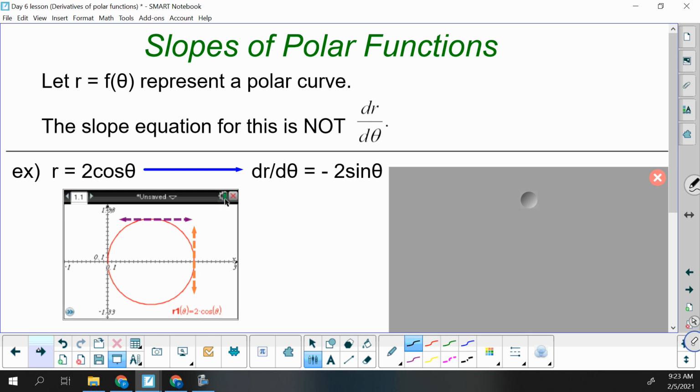So today we're going to look at slopes of polar functions. So first off, our polar functions are always r equals and something in terms of theta. Our variable on the right side has a theta in it.